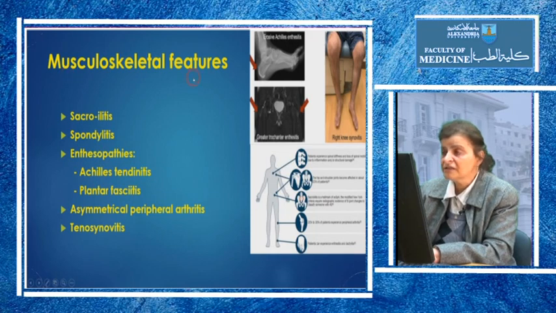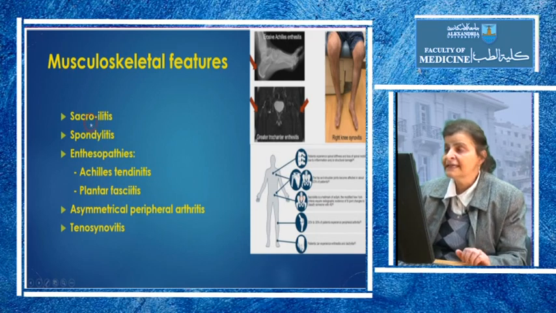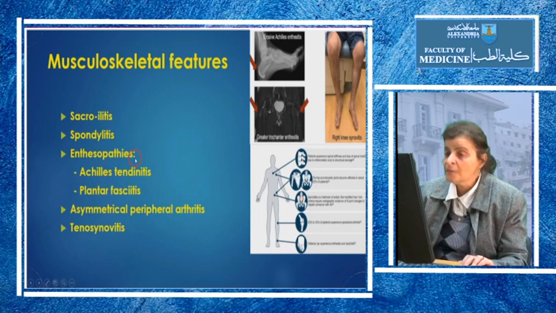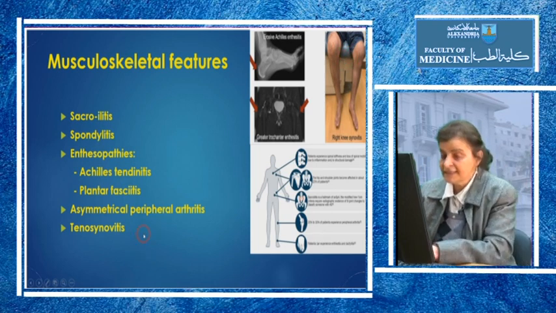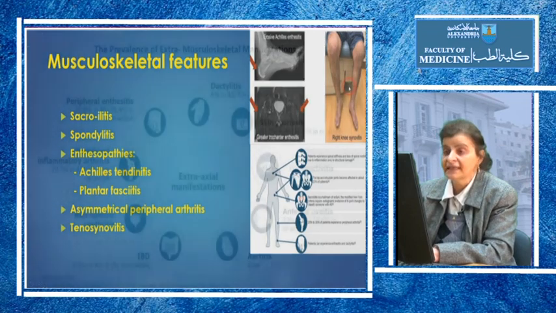What are the musculoskeletal features? If we group them all together: sacroiliitis, inflammation of the sacroiliac joint; spondylitis; enthesopathies in whatever form, enthesitis, either Achilles tendonitis, plantar fasciitis. As you see here, we have the erosive enthesitis and the trochanteric enthesitis. Asymmetric peripheral arthritis, as you see here, it's large joint involvement. And of course, tenosynovitis and asymmetrical peripheral arthritis, as we said.